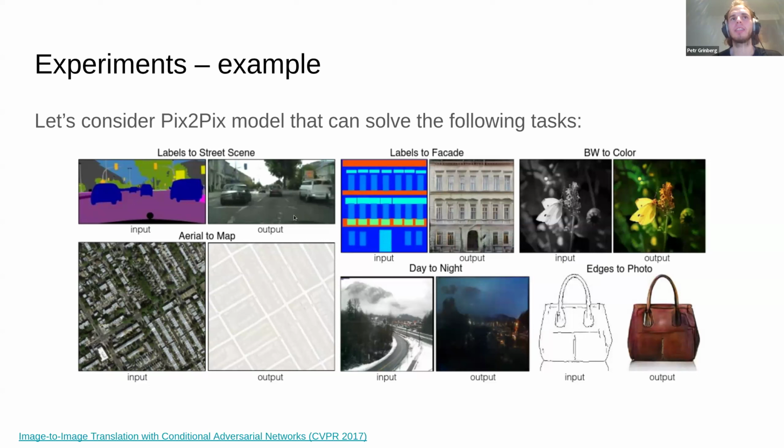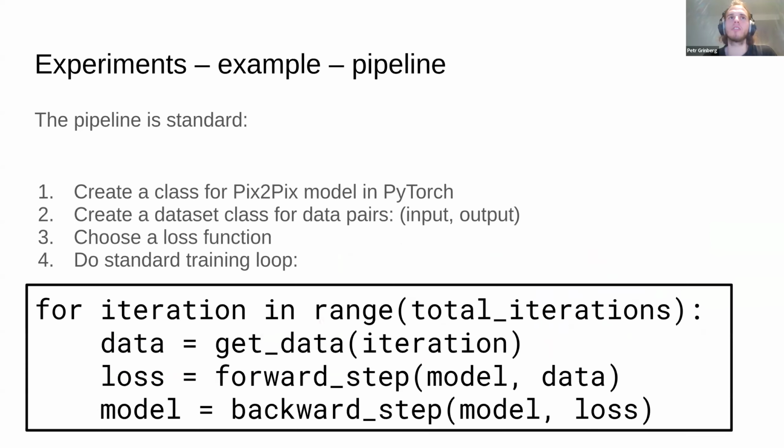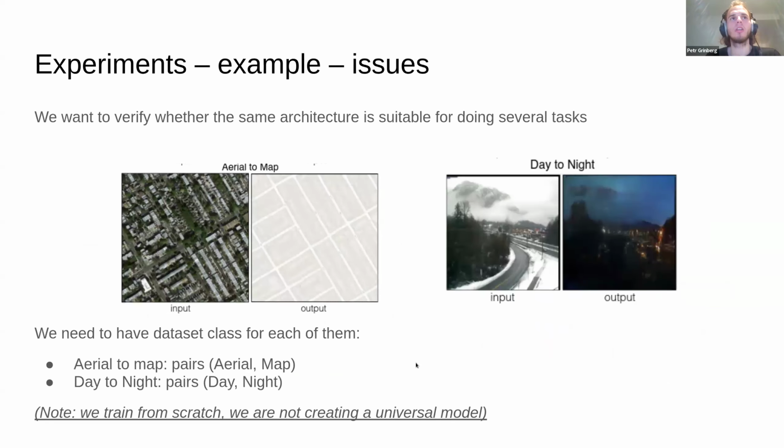you see here that the tasks are a bit different. And you need to write a pipeline to train your model for all of these tasks. So this pipeline would be pretty standard at the beginning. Yeah, you create a class for Pix2Pix in PyTorch, you create a dataset class for data pairs, like input-output, you choose a loss function, and then do a standard training loop, like we saw many times already. But now we want to train it to do aerial to map or to do day to night. So we need to have two dataset classes, one for aerial to map and one for day to night.